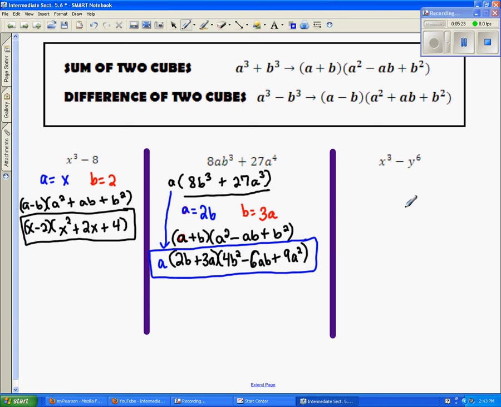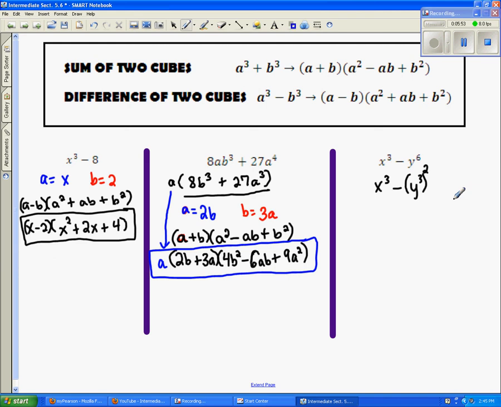Alright, my last one, I checked for a GCF. There is no GCF. I see a difference. This can be a perfect cube, and this can be a perfect cube. First I need to see these as perfect cubes. The first one is fine. That's easy to see the cube. The second one, if I write it as y squared cubed, then I can look at it like that because 3 times 2 is 6. A power to a power, you multiply. So that makes it a little easier for me to tell what my a is and what my b is.